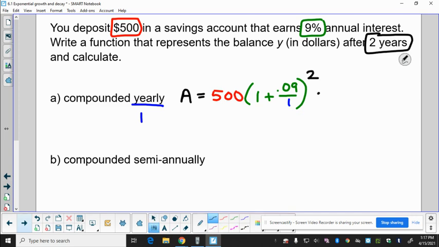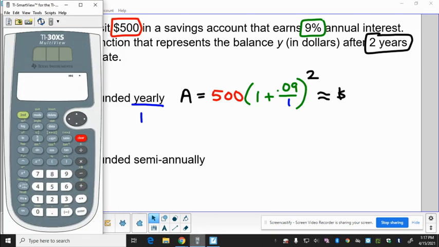Now, let's go ahead and calculate this. How much money is in this account after 2 years if you only compound it 1 time? Type it in very carefully. There's my 500, parentheses, 1 plus my interest rate, 9%, divided by 1 compounding period. Close your parentheses. Very crucial, make sure you're using an exponent. In this case, I have a 2. And it's $594.05.